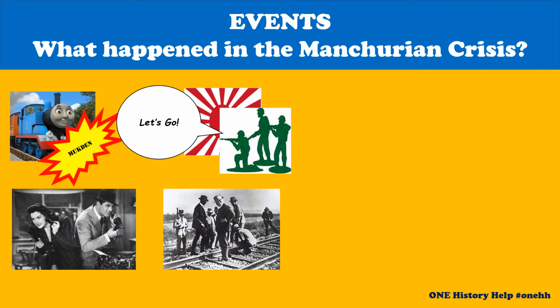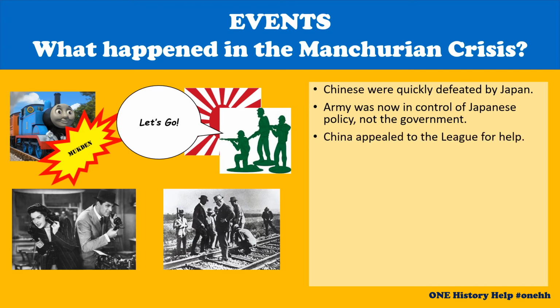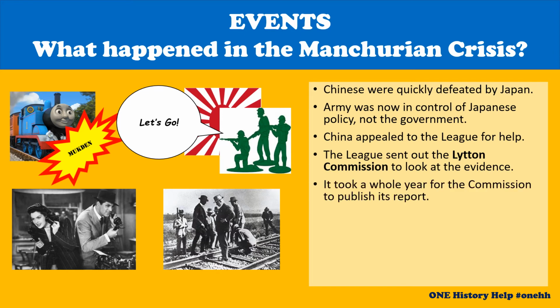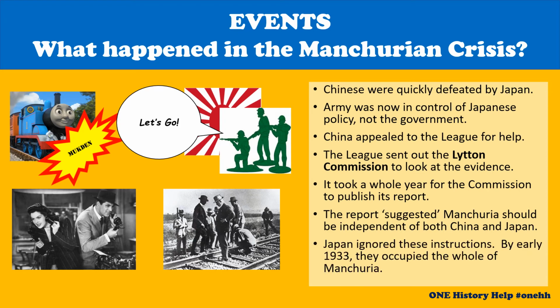So let's summarise the events of the Manchurian crisis that we've just been looking at. The Chinese were very quickly defeated by Japan when they went in to invade at Mukden. The army was now in control of Japanese policy and not the government itself. China appealed to the League of Nations for help, and the League sent the Lytton Commission out to look at the evidence. It took a whole year for the Lytton Commission to come back and publish its report, where it suggested that Manchuria should be independent of both China and Japan. Japan essentially ignores all of these instructions. It ignores the moral condemnation, and of course, as we've just said, there were no economic sanctions. We'll talk about why that was the case in just a second.